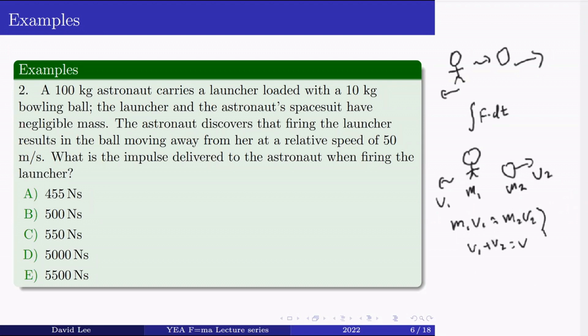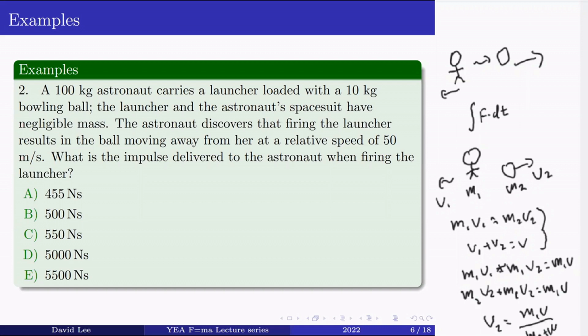All right, so we have a system of equations here. We have two unknowns, which are v1 and v2, and we have two equations. So we can solve this system of equations. The way I solved it is just multiply both sides by m1: m1 v1 plus m1 v2 equals m1 v. And then after that, substitute in m2 v2 plus m1 v2 equals m1 v. And then from here, we can solve for v2. It's equal to m1 v over m2 plus m1.